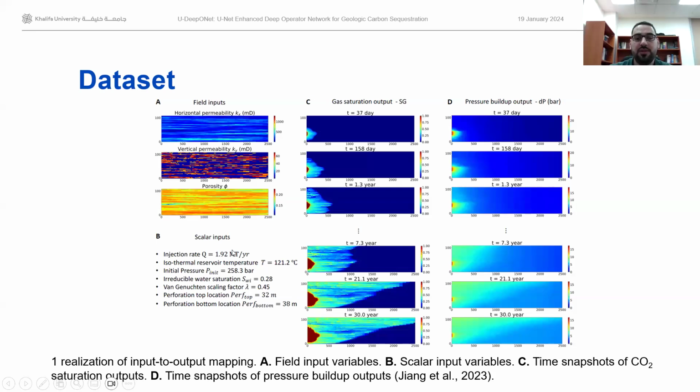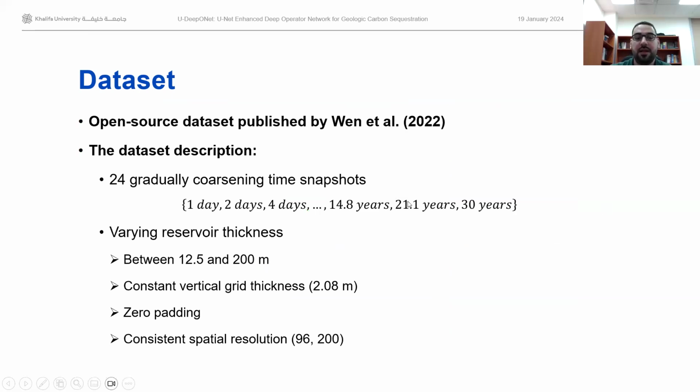We are trying to map this combination of inputs to the output space for the gas saturation, which you can see here for one example, where we have 24 time snapshots for the solution, starting from 1 day up to 30 years, and the same for the pressure. In these panels, you can see an example of this. Of course, for every realization, the input parameters change, and the solution subsequently changes. As we said, the dataset contains 24 gradually coarsening time snapshots ranging from 1 day up to 30 years.